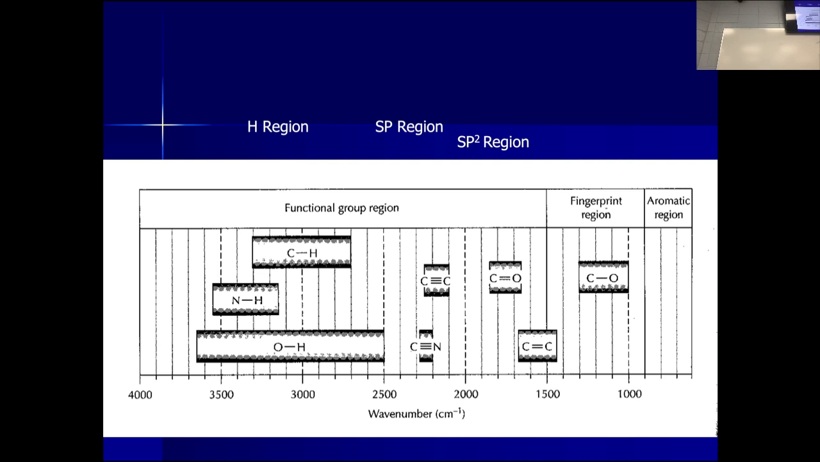Now, it turns out that nature is good to us, and all you have to remember is: start at 1500 and then add 500. What's 500 plus 1500? 2000. So I come out here and I find 2000 and I draw another line. Everything between 1500 and 2000 is called the sp2 region. Anything that is sp2 hybridized is going to appear in that region: a C double bond O, a C double bond C, a C double bond N. They're all going to appear in that region.